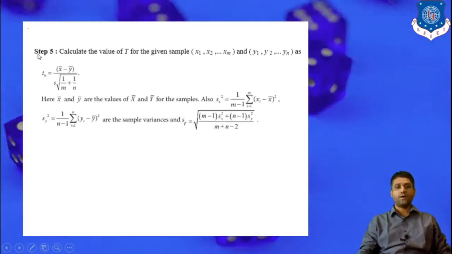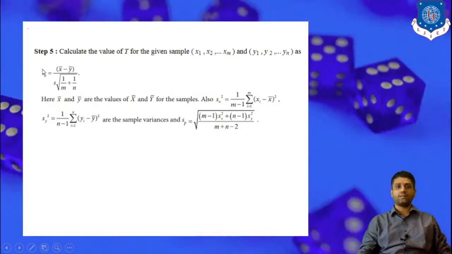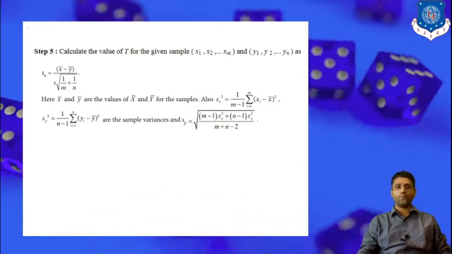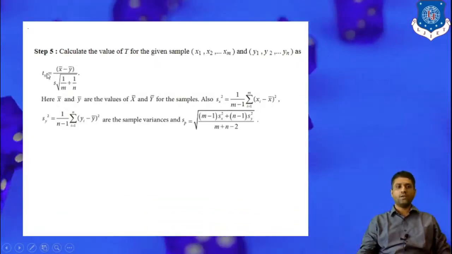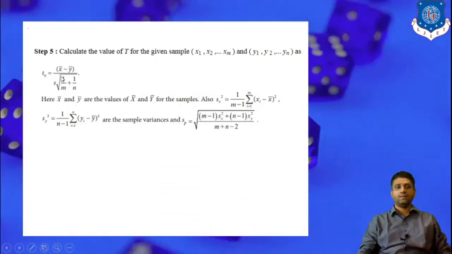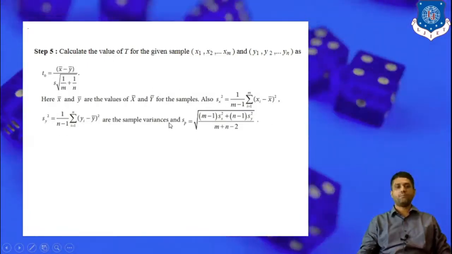Now step number 5. In step number 4, we have to gather all the data: sample mean, population mean, standard deviation. So in this observed T value, we have to plug in all the data and obtain the value of T naught. So this is our step number 5.